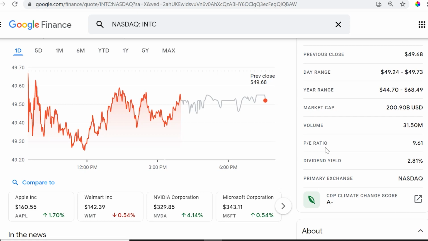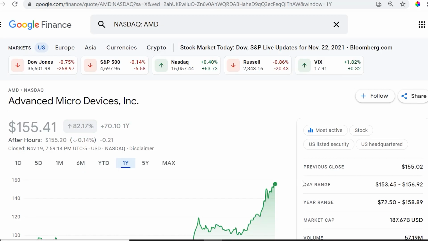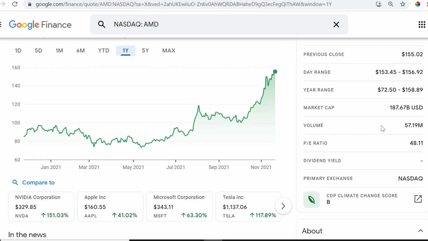When people refer to the PE ratio, typically they're referring to trailing PE because it is calculated by dividing the current price by the earnings per share over the past 12 months. And as we can take a look here, Intel's PE is 9.61. Advanced Micro Devices, which is its competitor, is 48.11. And so when using PE, you want to be comparing it to another company in the same sector.